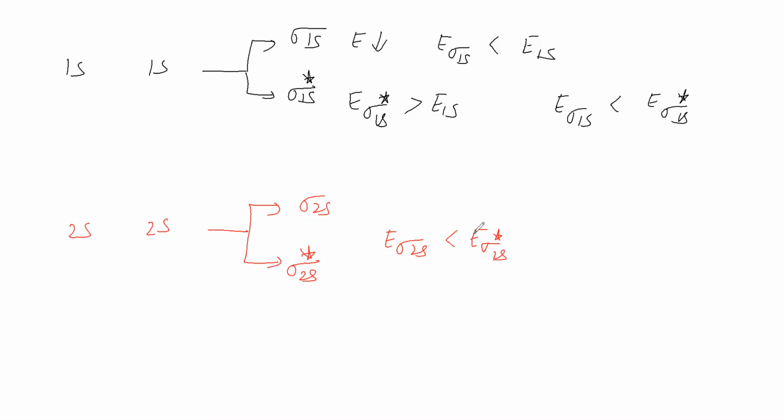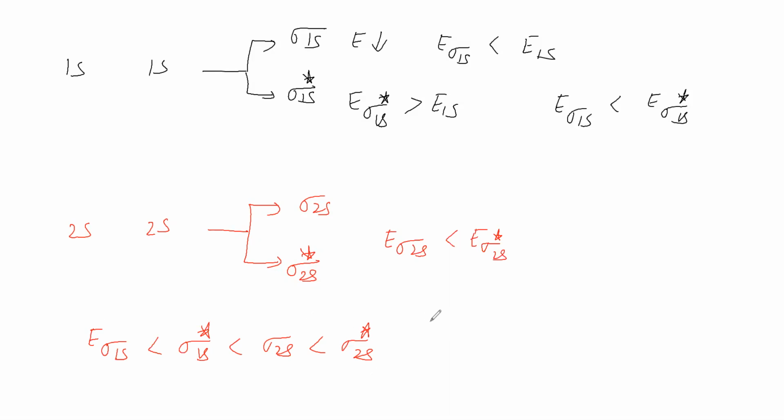Next, we will compare this energy and this energy. Here the principal quantum number is 1, whereas here the principal quantum number is 2. Principal quantum number 1 means the energy is less, and principal quantum number 2 means the energy is high. Therefore, we can say the energy of sigma 1s is less than sigma star 1s, less than sigma 2s, less than sigma star 2s. The energies of these molecular orbitals will be like this.